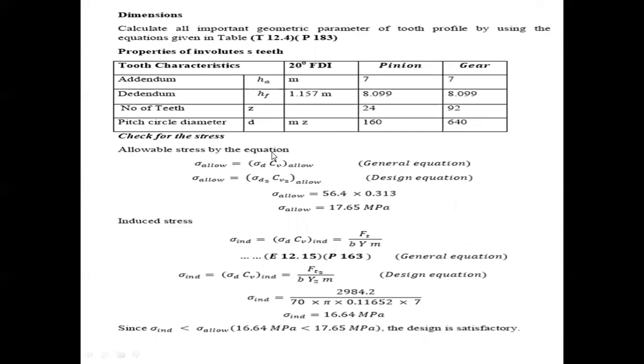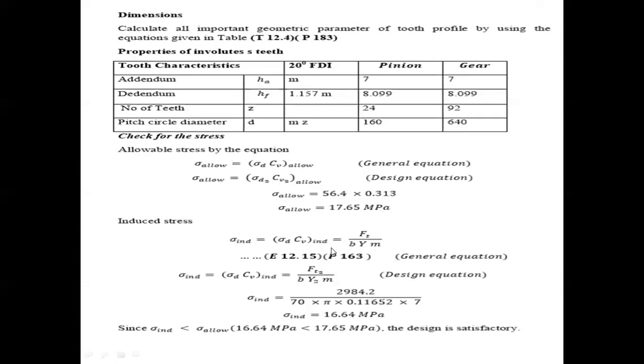The next step is check for stresses. We have to check for both the allowable as well as induced stresses. Here in this case, the allowable stress of the given gear material we take as sigma d into Cv, which is nothing but the velocity factor. The working stress of the given material is 56.4 megapascal into 0.33, the velocity factor. Substitute here, that will give the value of 17.65 megapascal. This is the allowable stress value.